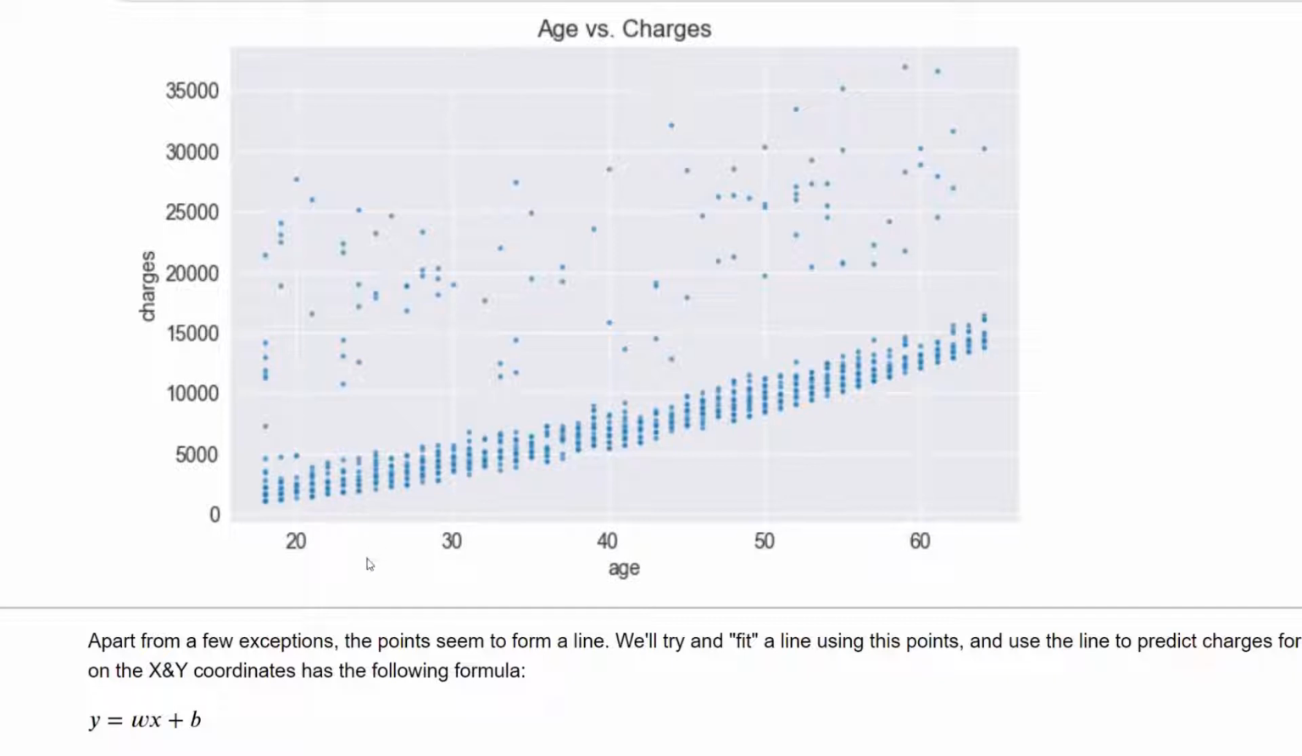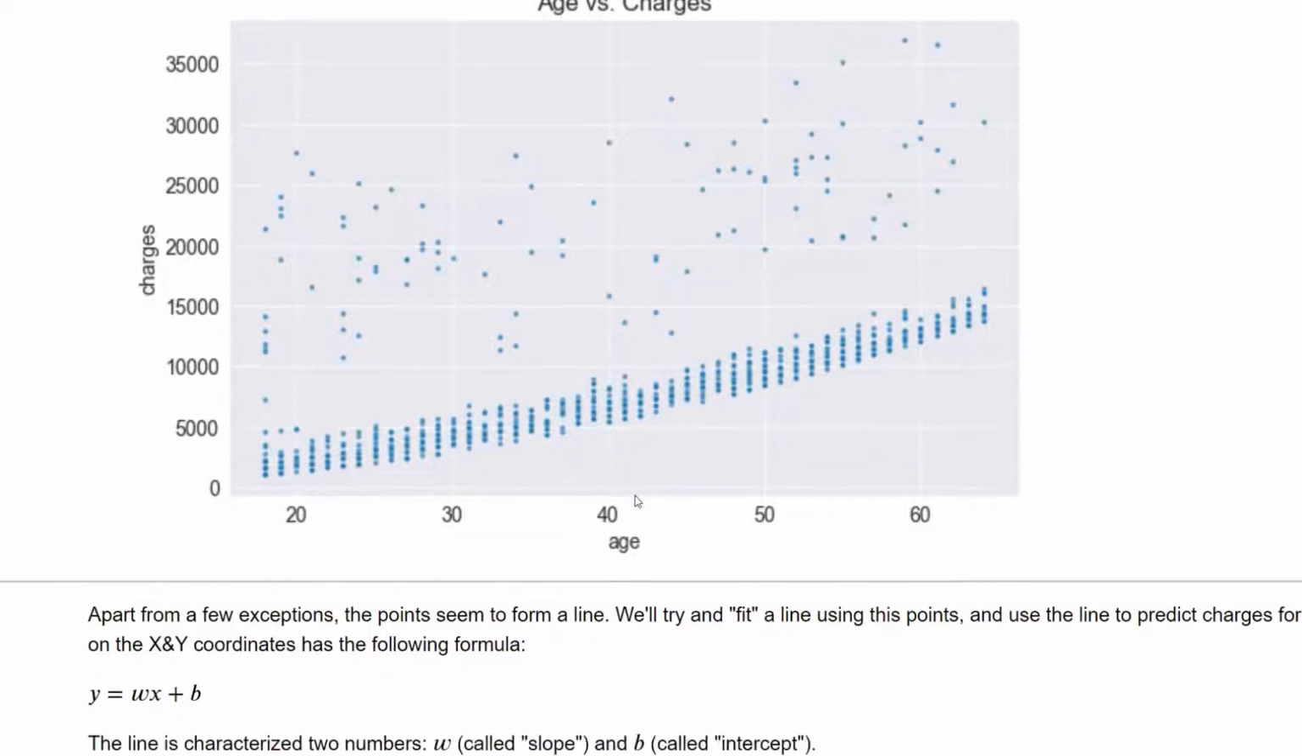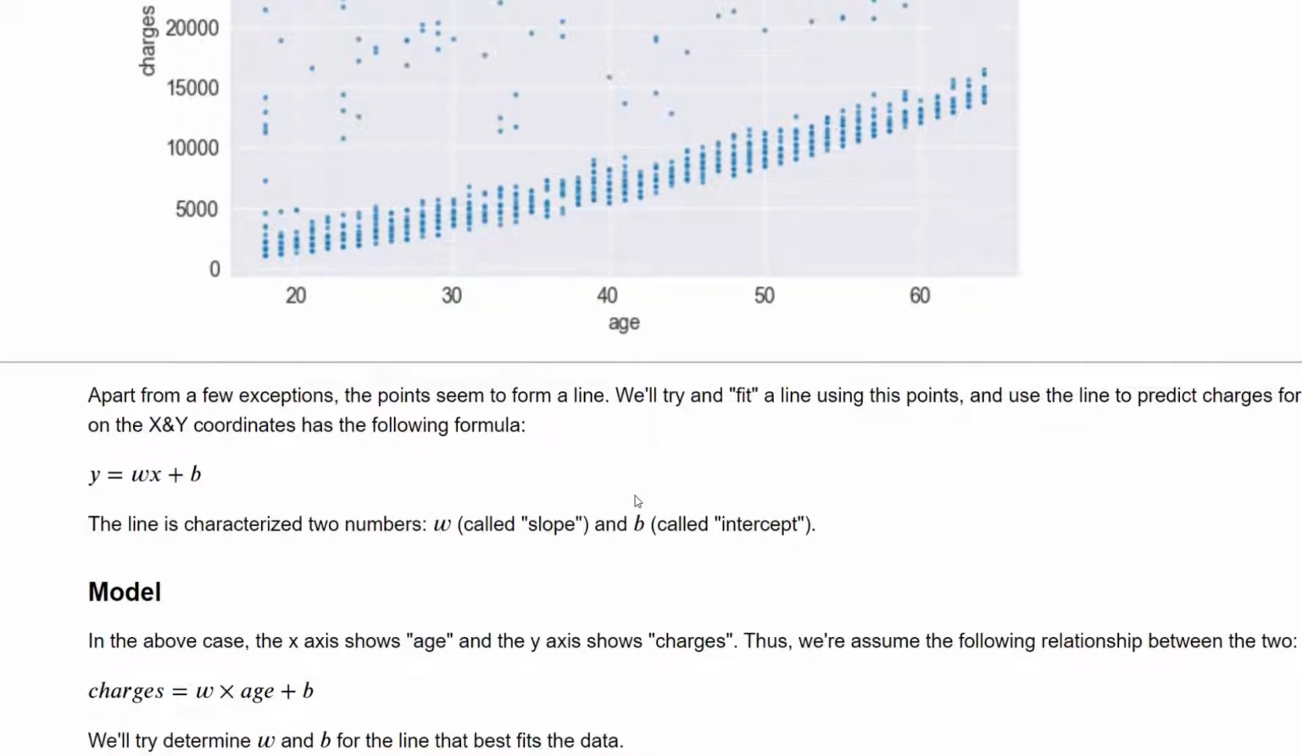How can we predict? As we can see, there is a trend of increasing. Suppose we draw a line from this mark to this mark. If I'm going to predict for a person of age 35, how much he may hold in medical charges, then by drawing this line we can simply calculate the estimated charges.